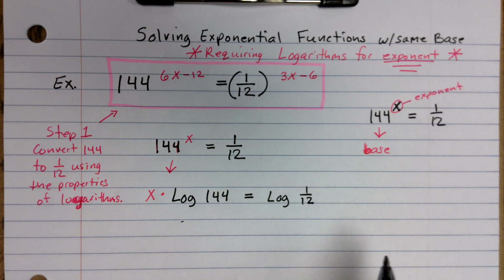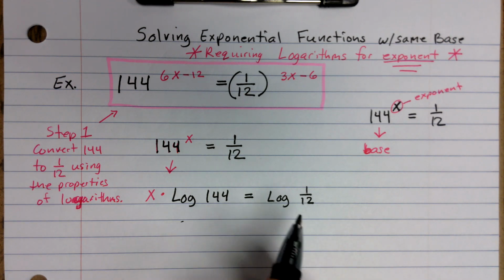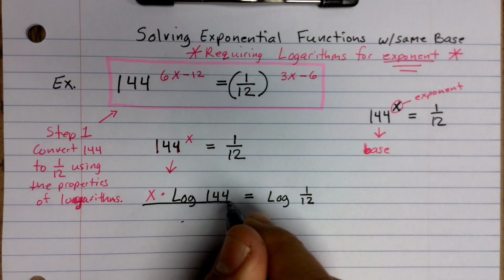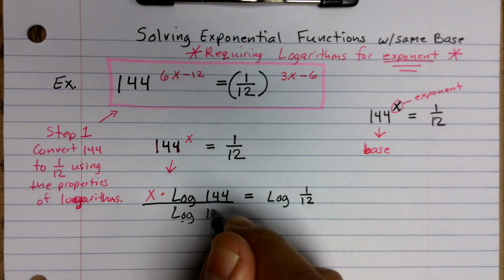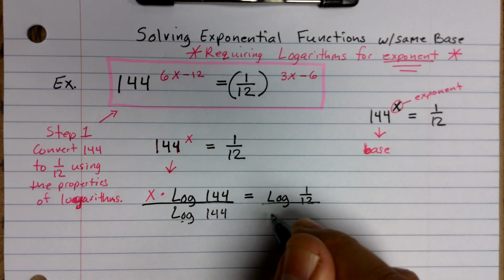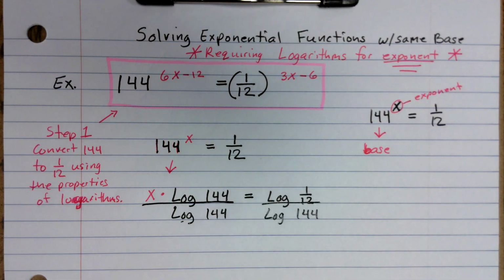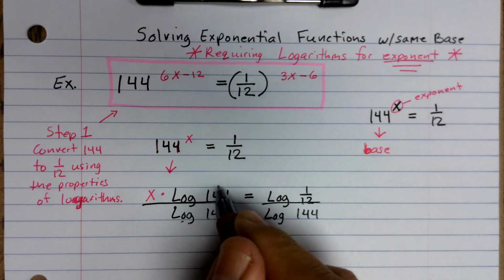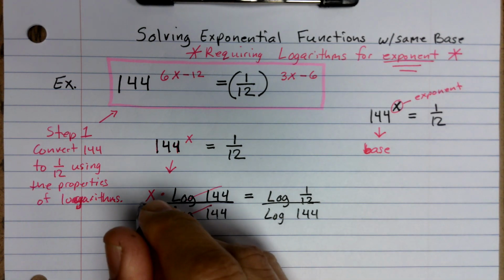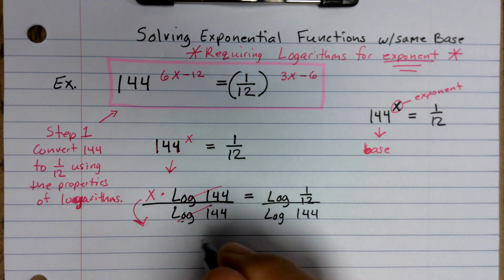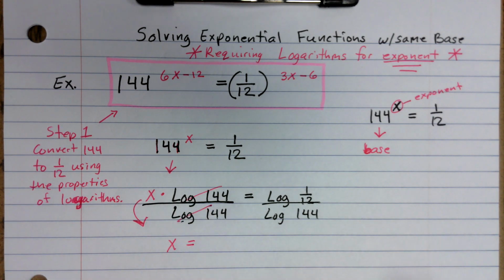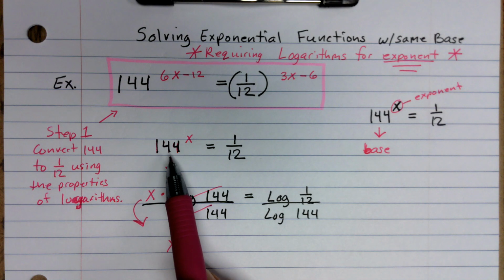Now what I'm going to do is use inverse operations. Right now x is being multiplied to log 144. And so I'm going to divide out log of 144 on both sides of the equation. Now over here on the left, anything divided by itself is just 1, so we like to say they cancel. I am simply left with x is equal to, and now I'm going to divide this out in a calculator, and whatever I get for my answer is going to be the power that I need to use to convert 144 to 1 over 12.